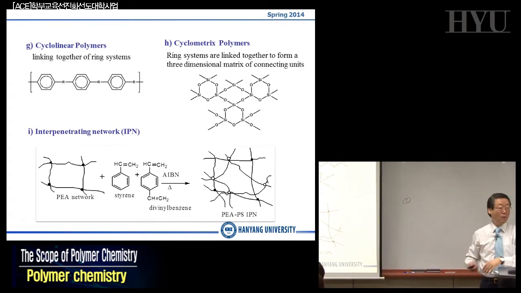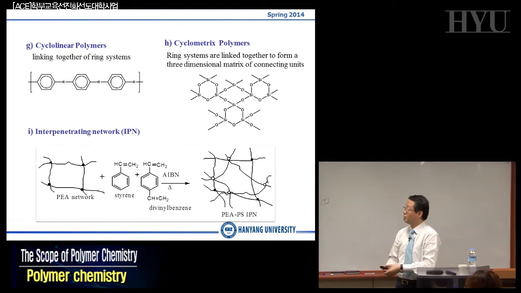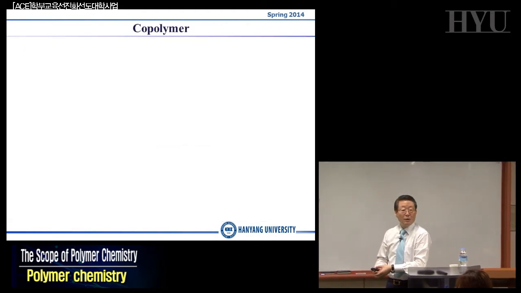So these are the homopolymeric systems. Most of them are homopolymeric systems. But we will talk about the copolymer systems as well. Copolymer is different from homopolymer in terms of the number of monomeric units that you have.